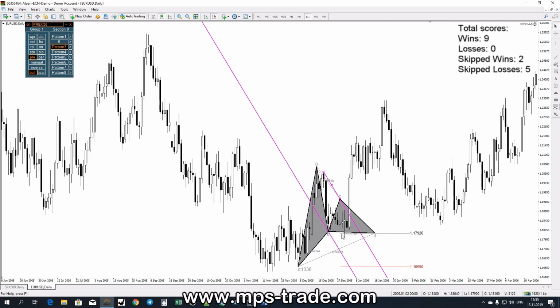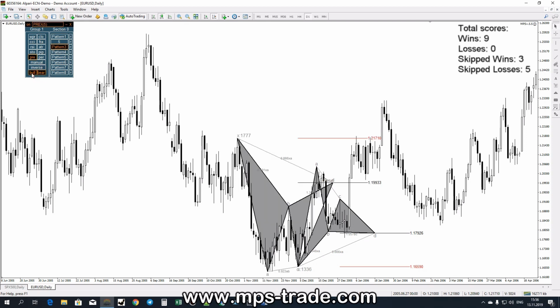Anyways, this is a pattern that didn't hit the channel completion. It hit its own completion, the completion of the pattern, but it didn't hit the channel completion. That's why we simply don't have this pattern. Okay, it is a so-called missed winner. We missed this winner.